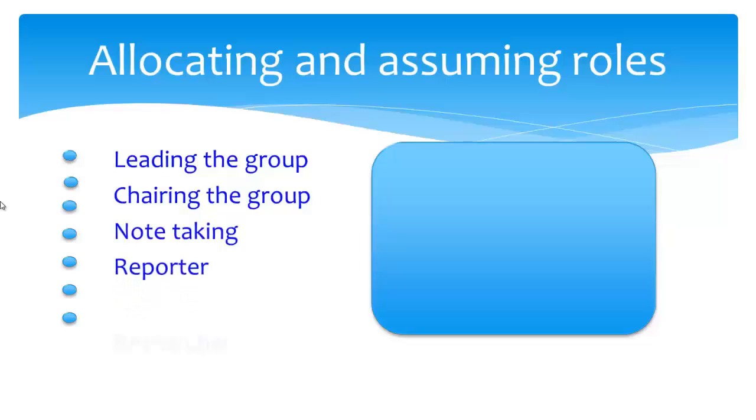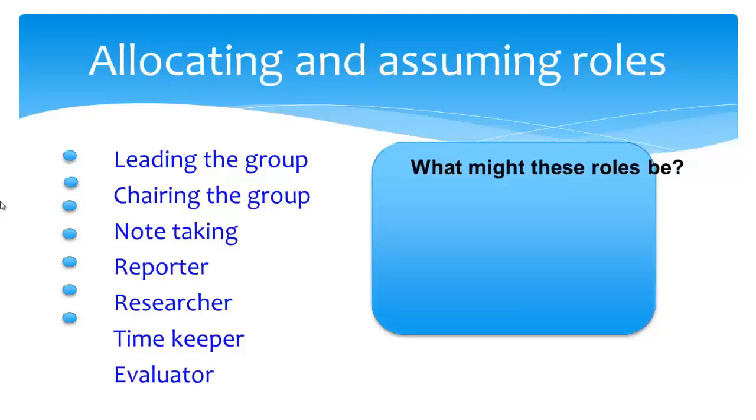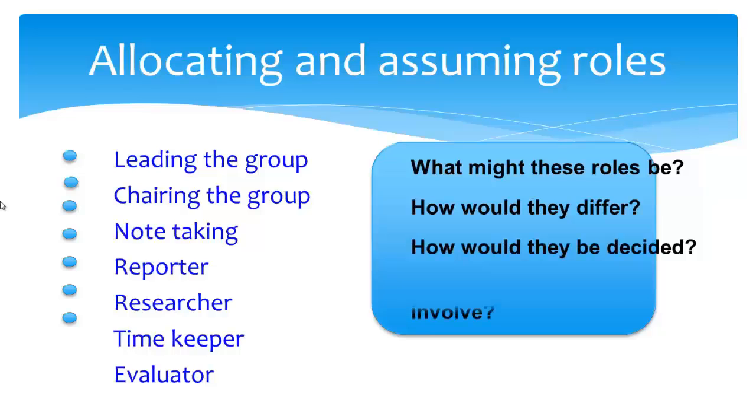Now, allocating and assuming roles. Who does what in the groups? Who leads the group? What might these roles be? What should go into it? Chairing the group? What should the chairperson of the group do? Who takes notes? Who reports? Who will be the researcher? Who will be the timekeeper? Who will be the evaluator? These are things that need to be considered if the group would be properly organized and then work towards the prescribed tasks.